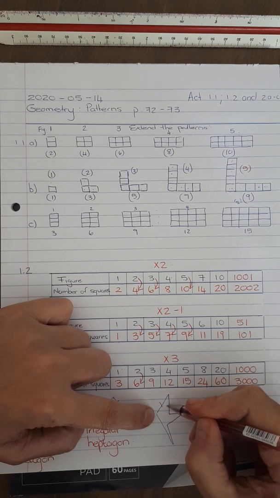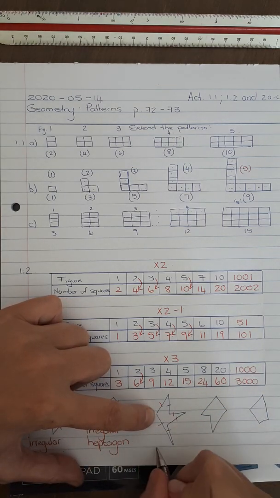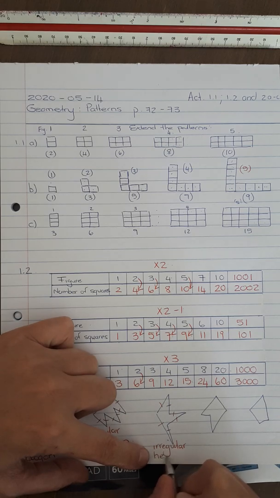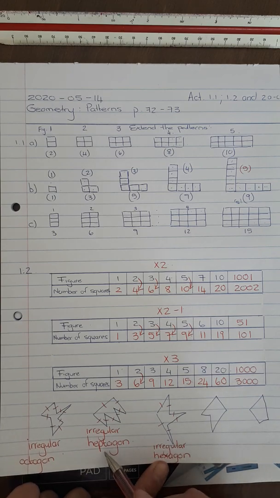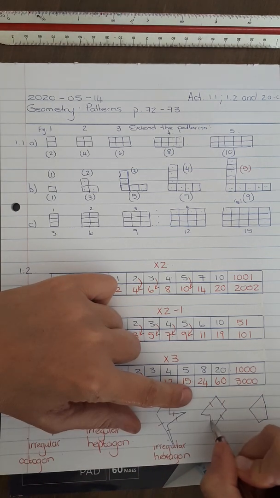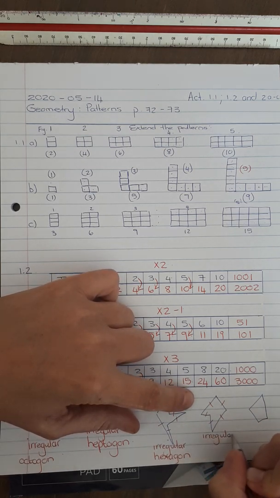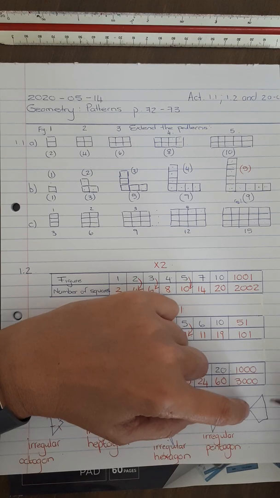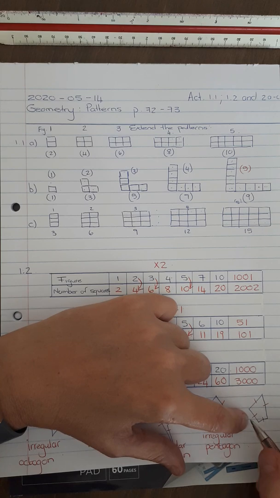This one. 1, 2, 3, 4, 5, 6 sides. An irregular hexagon. 6 sides. These words are very important, the names. This one, 1, 2, 3, 4, 5 sides. Irregular pentagon. And now a new word, 1, 2, 3, 4. This one we call a tetragon.